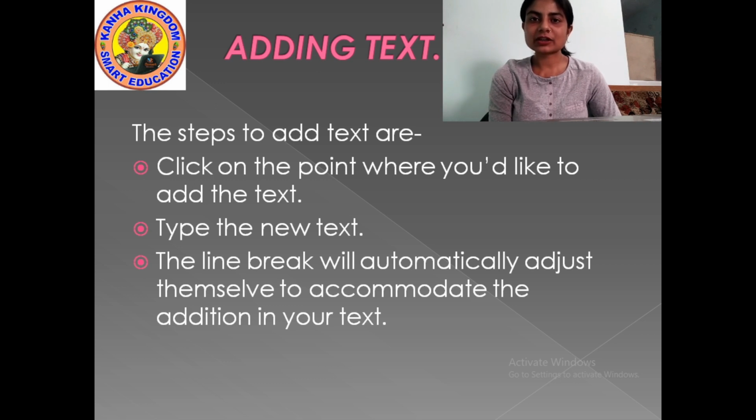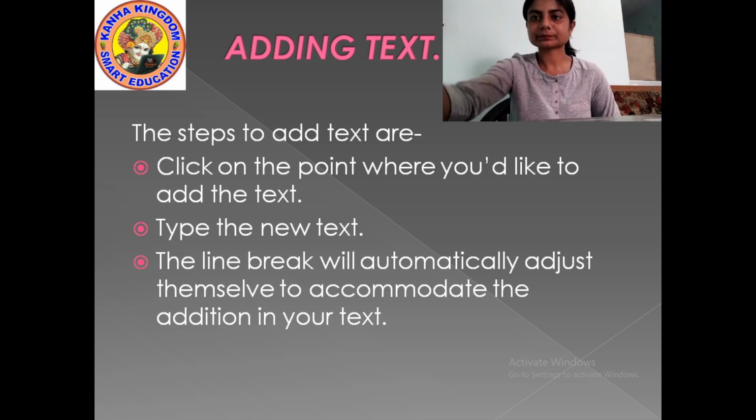Suppose there is a limitation of the page and you have completed typing to that limitation, the text will automatically come to the next line. Okay, it can automatically adjust itself to accommodate in that page. Accommodation means to fit in that page, the text to be fitted in that page. It will automatically adjust itself. Okay.